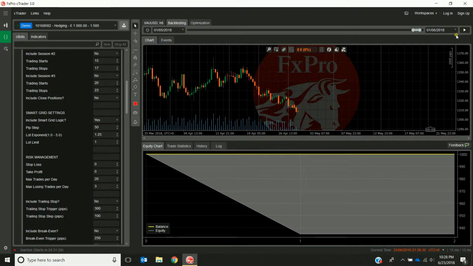So let's give this a run. On the right hand side here, you'll see the play button. If you just click on that, it will then automatically trade for you and generate the results that it would have done during this selected time period.